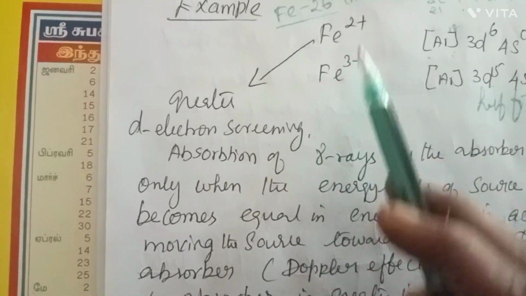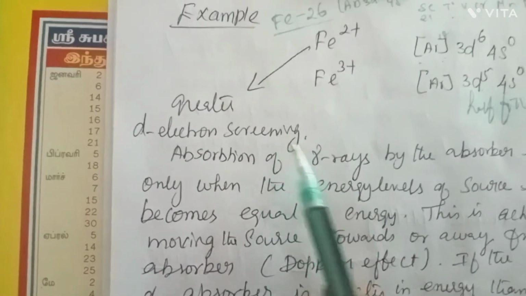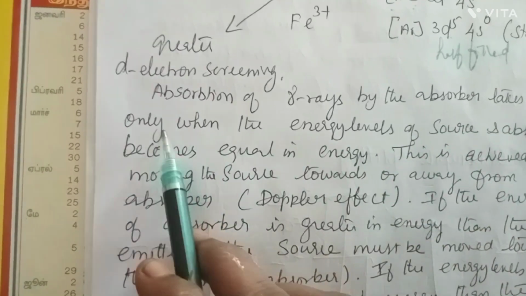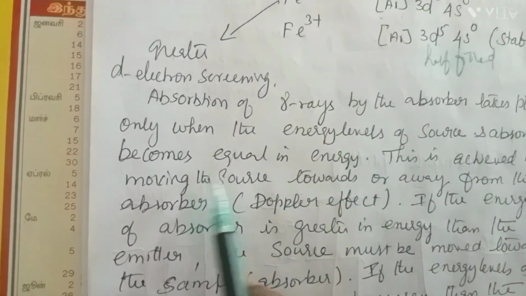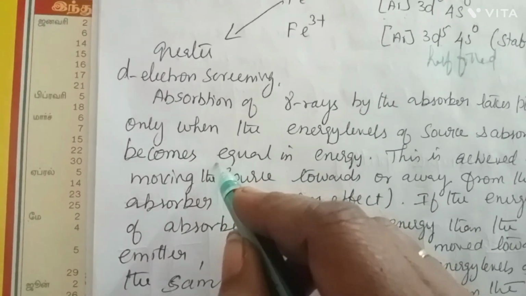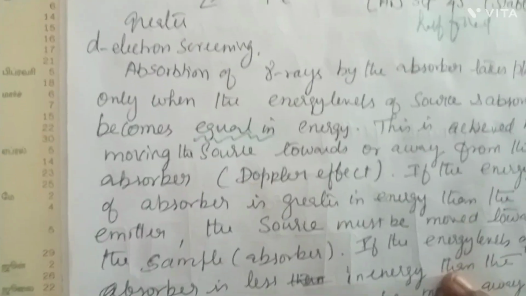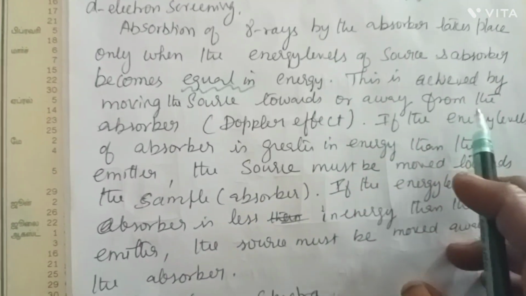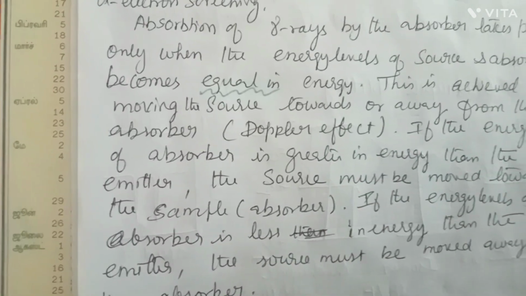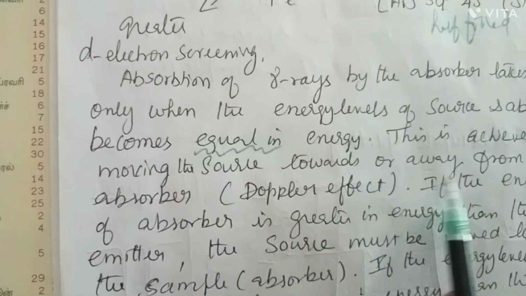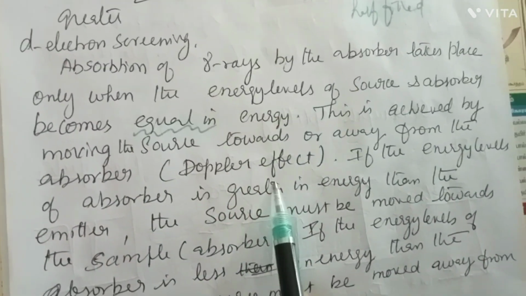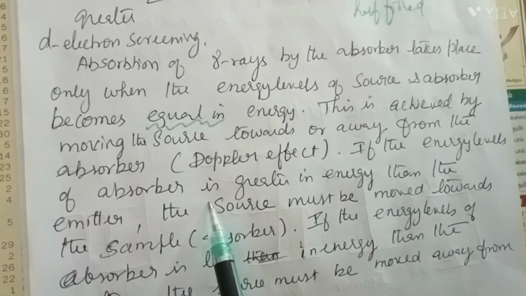So this naturally causes a shift in the nuclear energy levels. That causes the isomer shift. The absorption of gamma rays by the absorber takes place only when the energy levels of the source and absorber become equal. There is a shift actually, but only when they are equal will absorption take place. This is achieved by moving the source towards the emitter or away from the emitter. That is known as the Doppler effect.